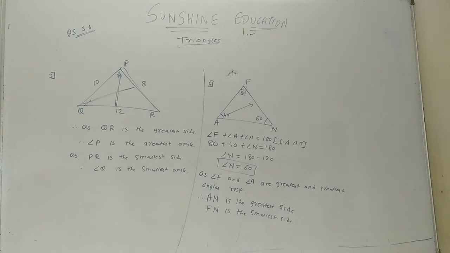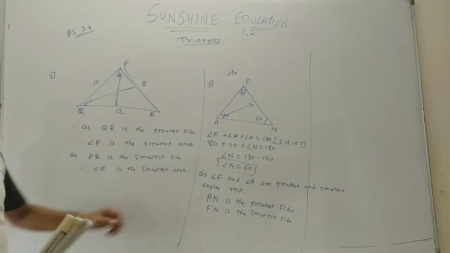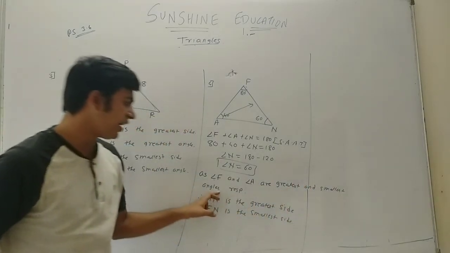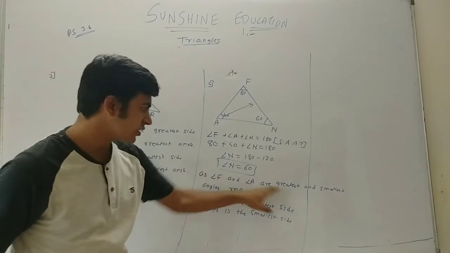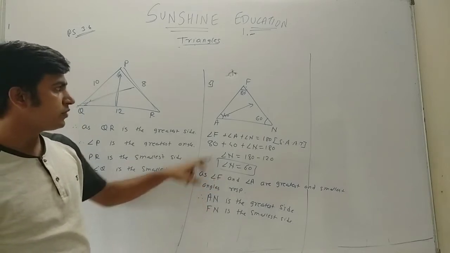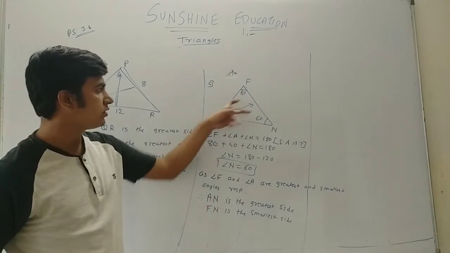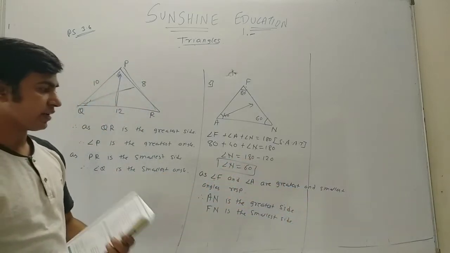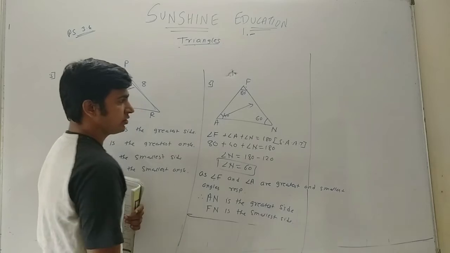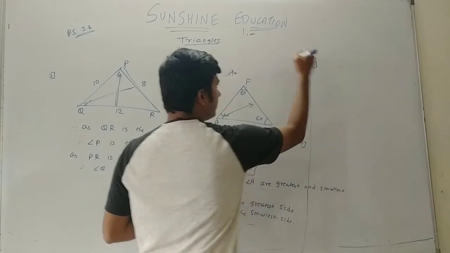I am still reading, meaning are you capable of seeing this small handwriting? Okay, I am still reading it. You can hear it properly. F and A are greatest and smallest angles respectively. Means F is greatest, A is smallest. So the side opposite to greatest is AN. So AN is the greatest side. FN is the smallest side, so it is opposite to smallest. So you can write the reason over here: side opposite to greater angle is greater. Okay, I will move to the next one.